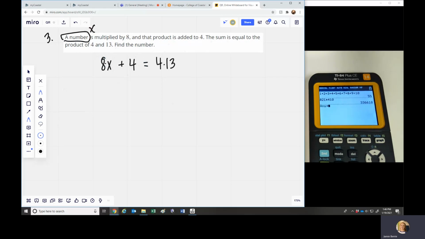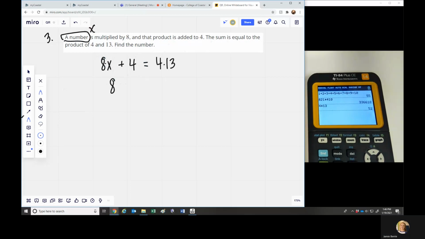So find that number, find x. All right, so let's first figure out what is 4 times 13. 4 times 13 is 52. All right, so 8 times x plus 4 equals 52. Sorry, I had my hand covered up my mouth just then. I didn't realize it.